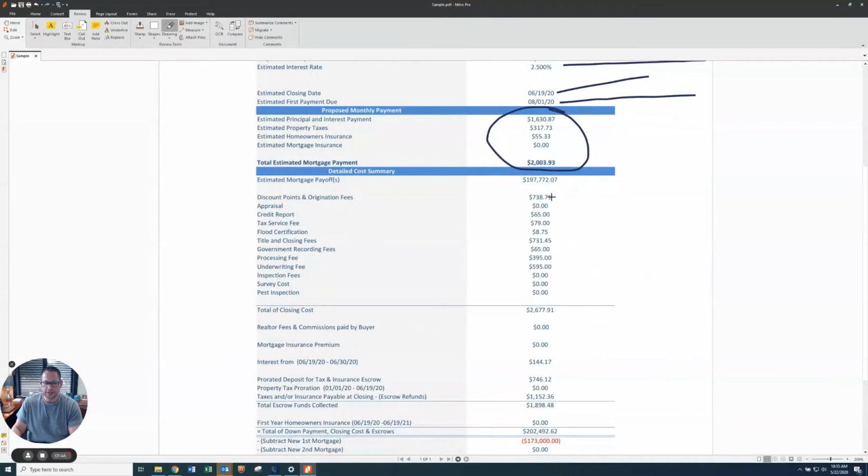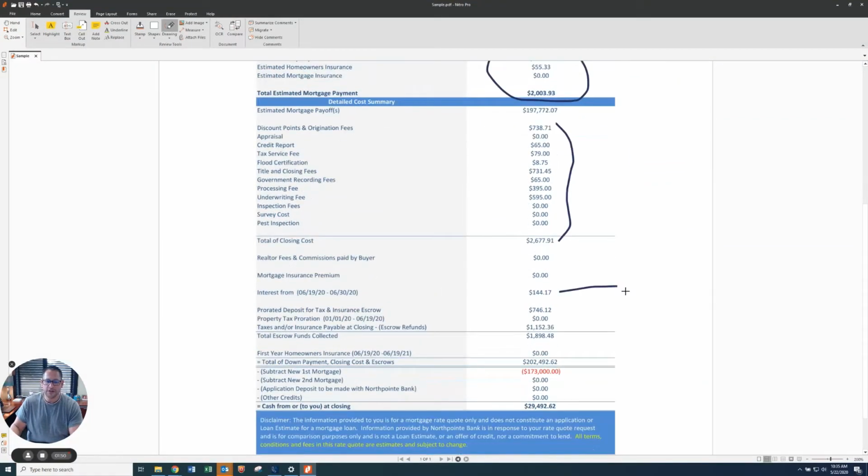Down here, you would see what we estimate as far as closing cost, any interest that's due in the loan from the day you close, escrows, and then all of that stuff totals the grand total of down payment or payoffs and stuff like that, minus the new mortgage with the amount of cash that you have to have at closing. Really simple, easy to follow format, right?